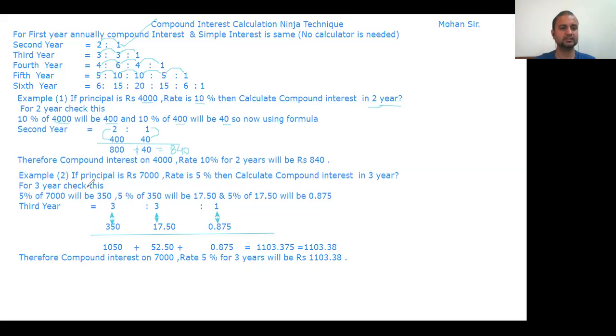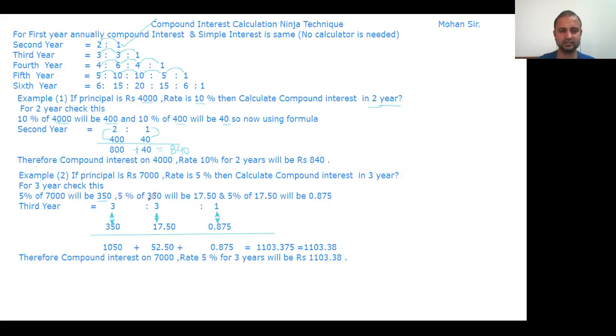Now you can see example 2. If the principal is rupees 7,000, rate is 5%, then calculate the compound interest for 3 years. For 3 years, check this. 5% of 7,000 will be 350. We should calculate with the principal that is given. Then it will be 350.